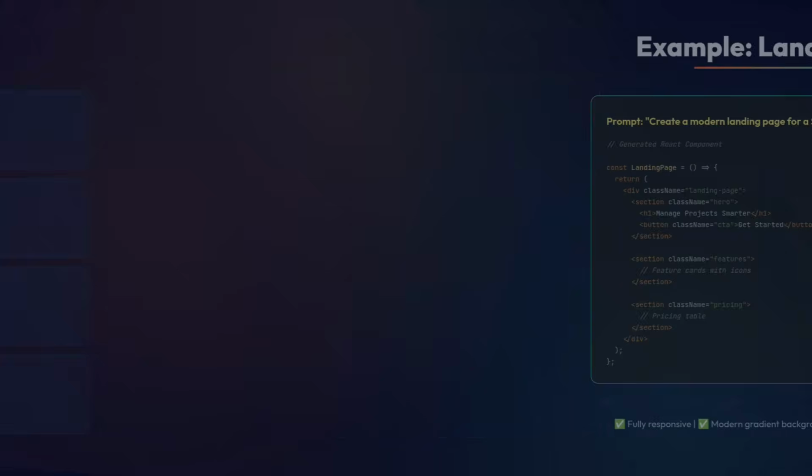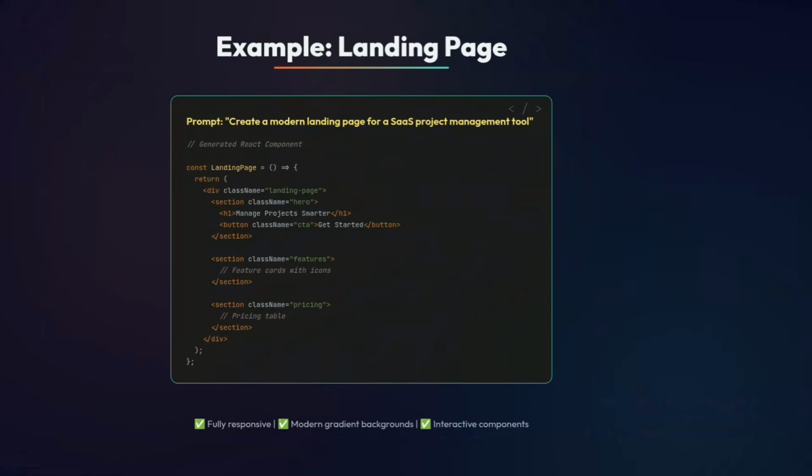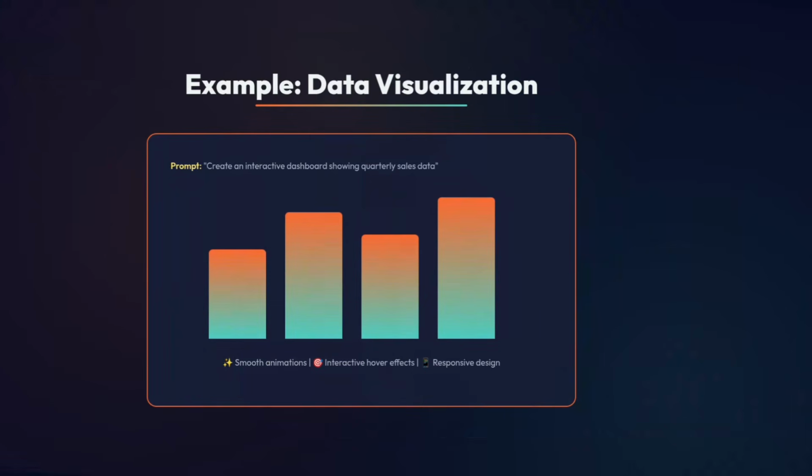Let's look at a real example. Say I want to create a landing page for a SaaS product. I would tell Claude, create a modern landing page for a project management tool. Include a hero section with a call to action, feature section with icons, and a pricing table. Use a gradient background. And here's what Claude generates: a fully functional landing page with a compelling hero section with gradient background, clean typography and spacing, feature cards with icons, a responsive pricing table, all fully coded and ready to deploy. The best part? If I want to change the color scheme or adjust the layout, I just tell Claude and it updates instantly.